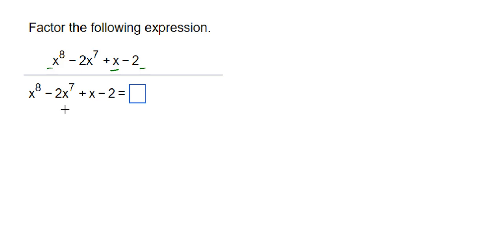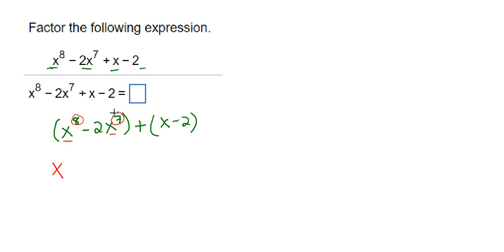So we're just going to jump right into factor by grouping because we have 4 terms here. So we're going to try factor by grouping to see if that'll factor it. So I'll group the first 2 terms together. We have x to the 8th power minus 2x to the 7th power. Always start with a plus sign between your 2 groups, and then we'll have x minus 2 in the second group.